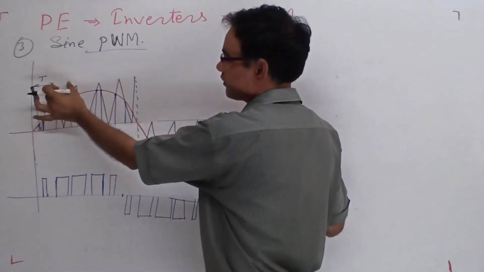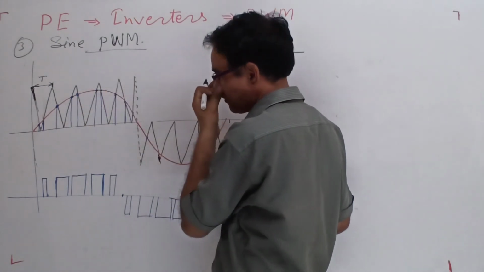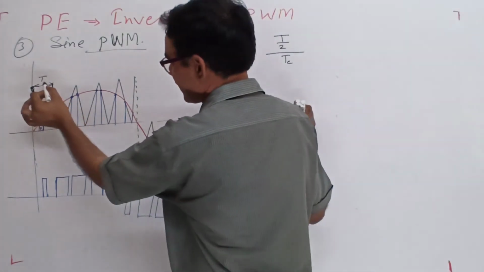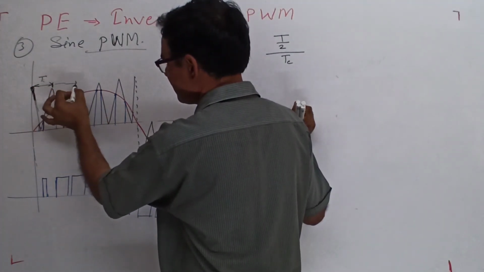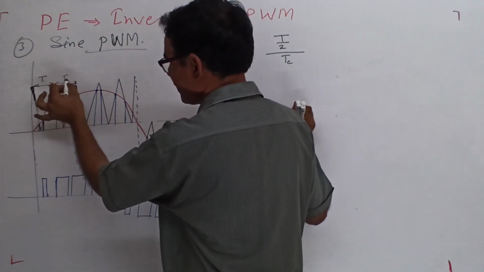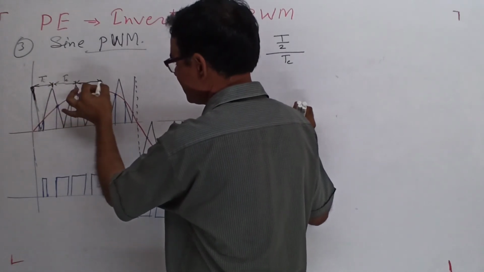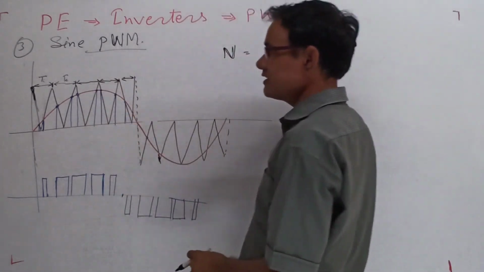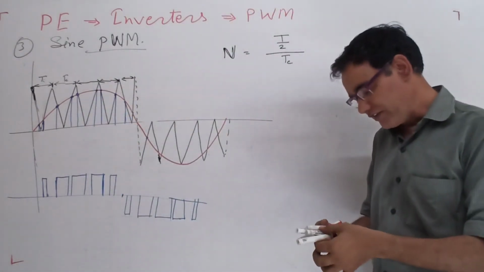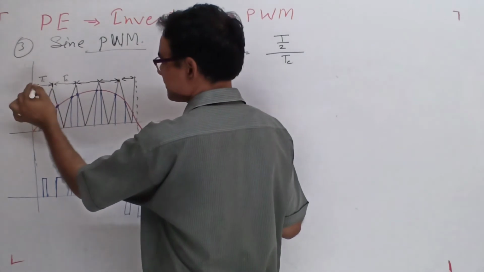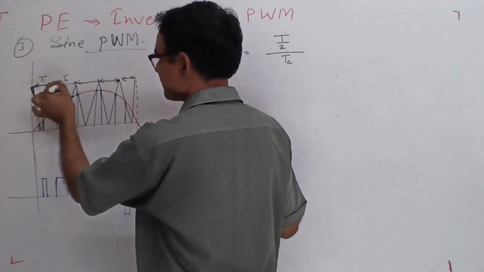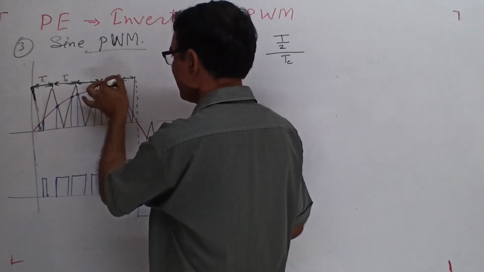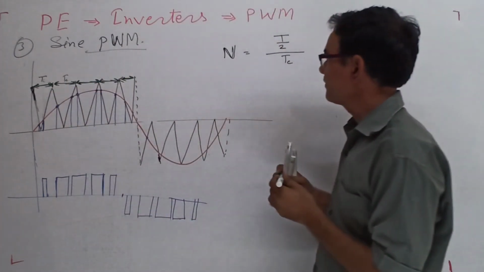So, how many carrier intervals? 1, 2, 3, 4, 5. So, the number of pulses is equal to 5. So, the carrier intervals are 5. In the total interval, Tc, this is also Tc, this is also Tc, this is also Tc. So, if the intervals are 5, then the number of pulses is 5, the number of intervals in the whole interval.